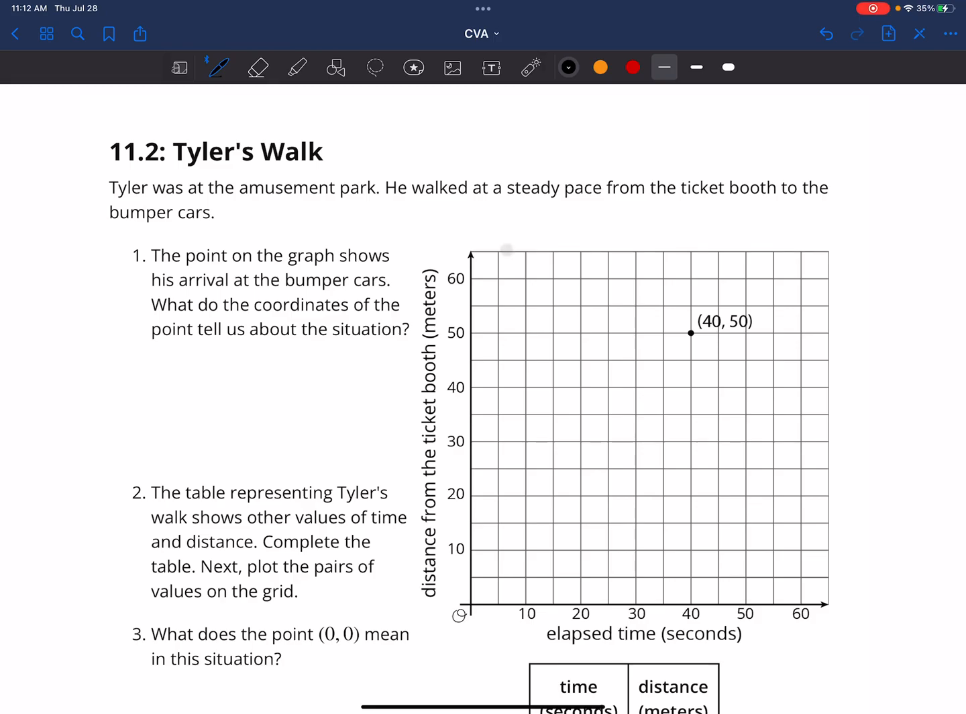All right, let's take a look at this problem. So Tyler was at an amusement park. He walked at a steady pace from the ticket booth to the bumper cars. The point on the graph shows his arrival.